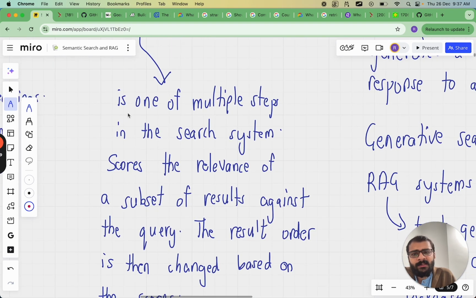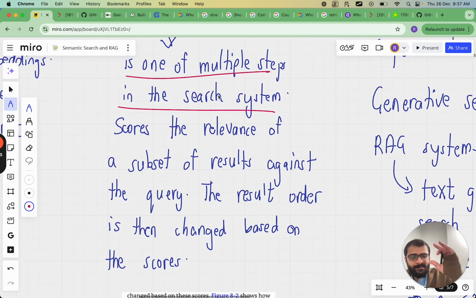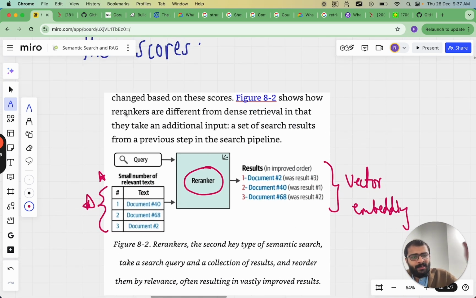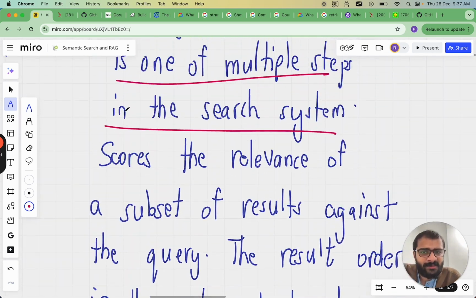So re-ranking is one of the multiple steps in the search system. It's not the only step. We have done some steps in the search, such as this step which gets us these relevant documents, and re-ranking is one additional step in the search system.